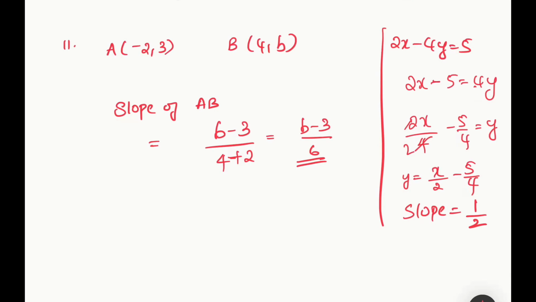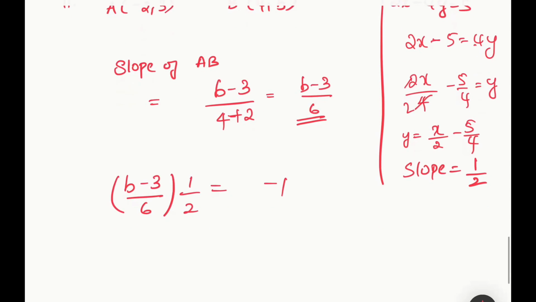So what is given in the 11th question? The line through these points is perpendicular to the given line. So these two lines are perpendicular to each other. So the product of slopes should be equal to -1. So what you get? (b - 3)/6 into 1/2 is equal to -1. So (b - 3)/12 = -1.